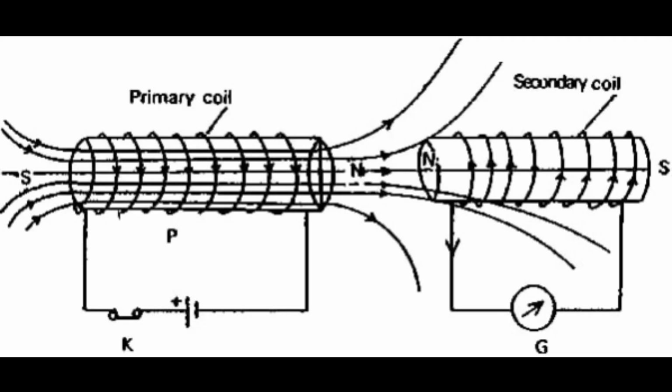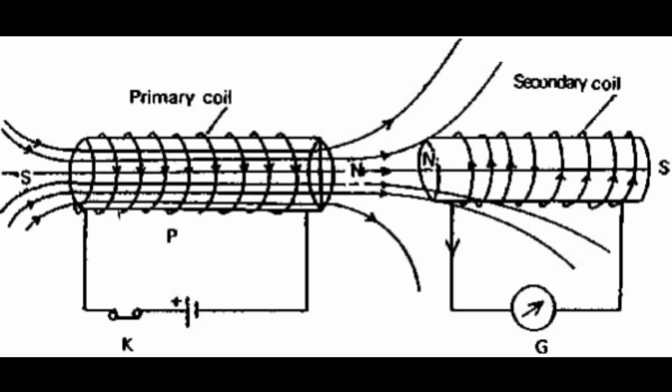When the key is pressed, the galvanometer shows a deflection. And what is the cause for this? Actually, the cause is mutual induction. When the key is pressed, the current through the coil P begins to increase because it is connected to the battery. As a result of this, the magnetic field around the coil P also increases.